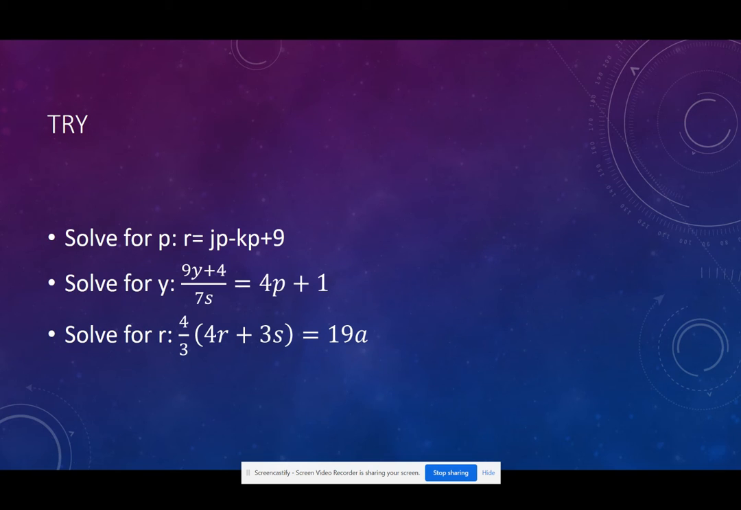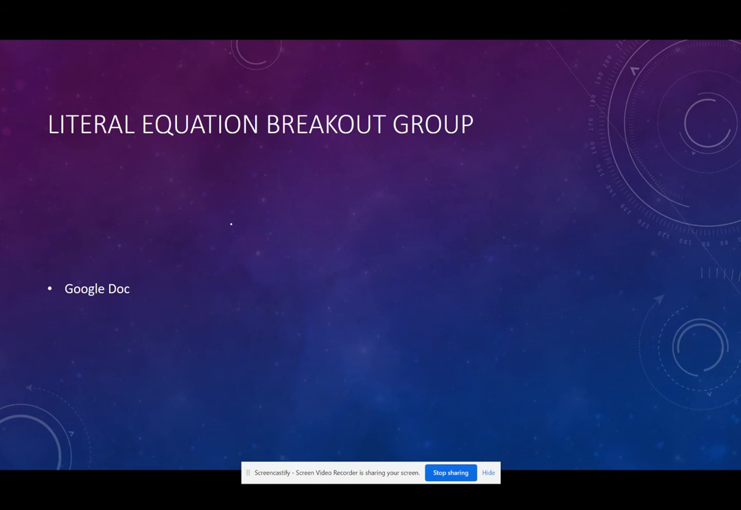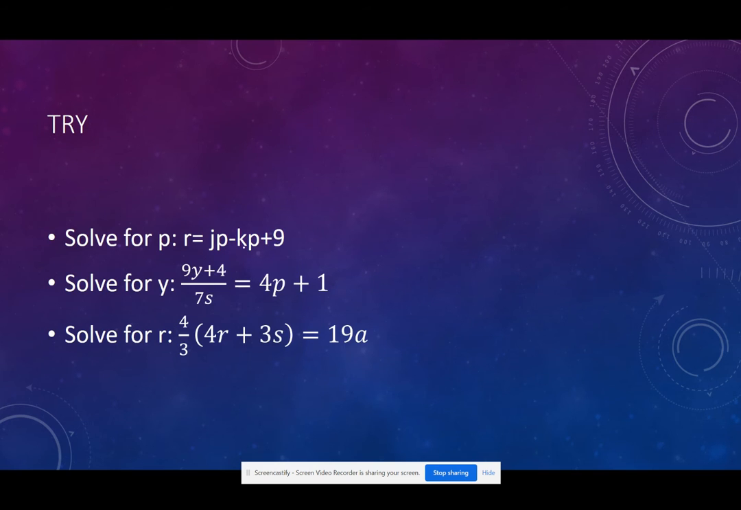Now let's try some of these problems. These are just moving things. You're not plugging anything in like the last problem, but you need to know how to plug in. So we want to solve for p. So we have p and p here already. So let's move the 9 over. R minus 9 equals jp.